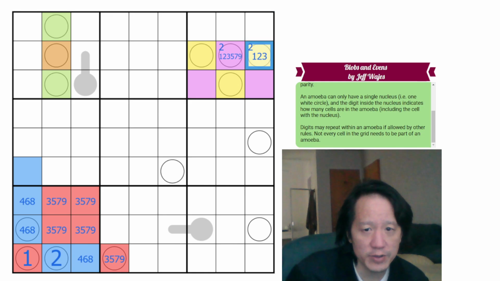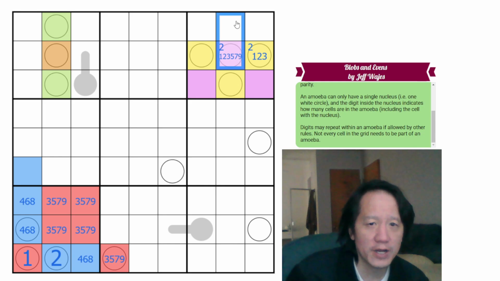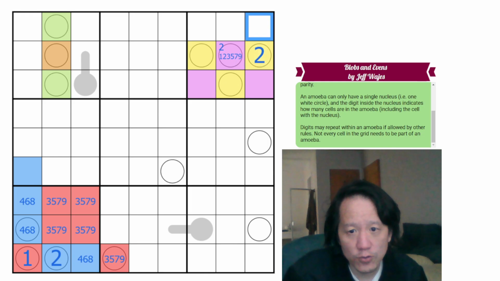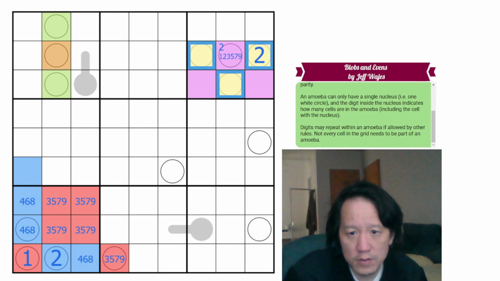So again, if this is odd, this would have to be even. That makes that 2. And therefore it would have to be just those 2, which would make this also 2, which is not allowed because it's an odd. So this cannot be odd. This has to be even. Therefore, the yellows are even, and the pinks are odd. These are all odd.